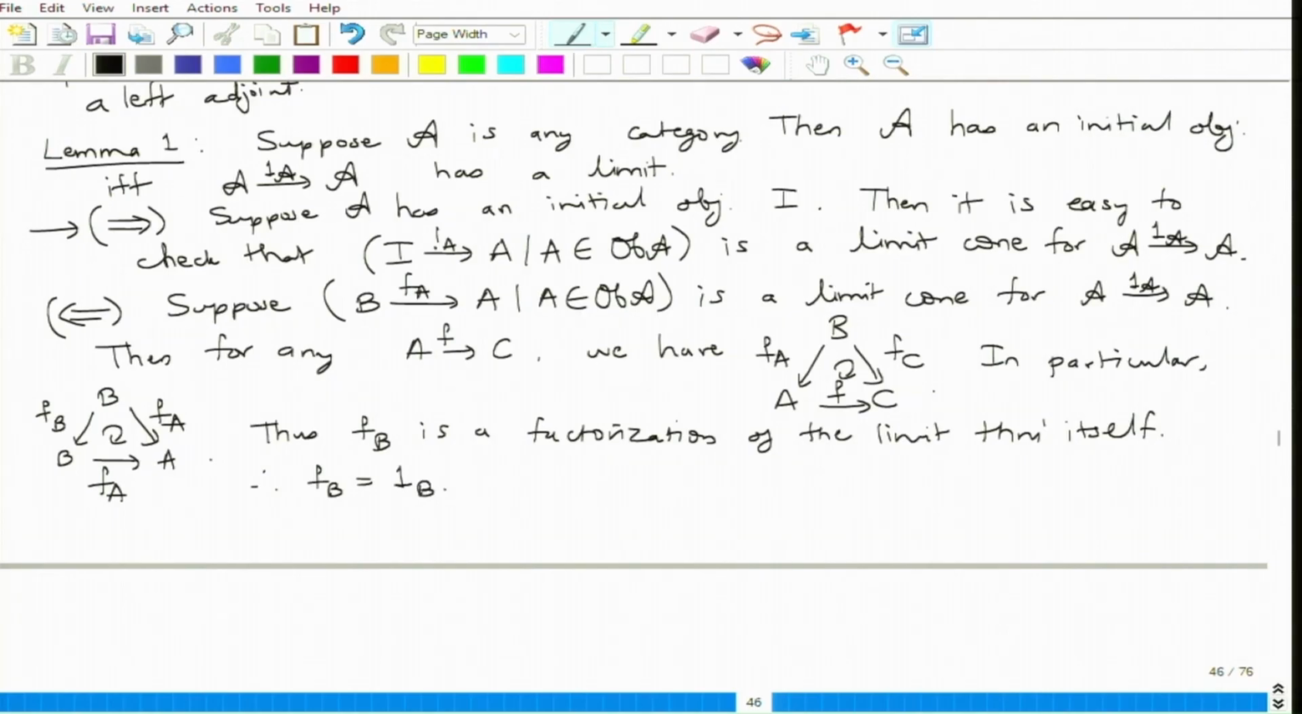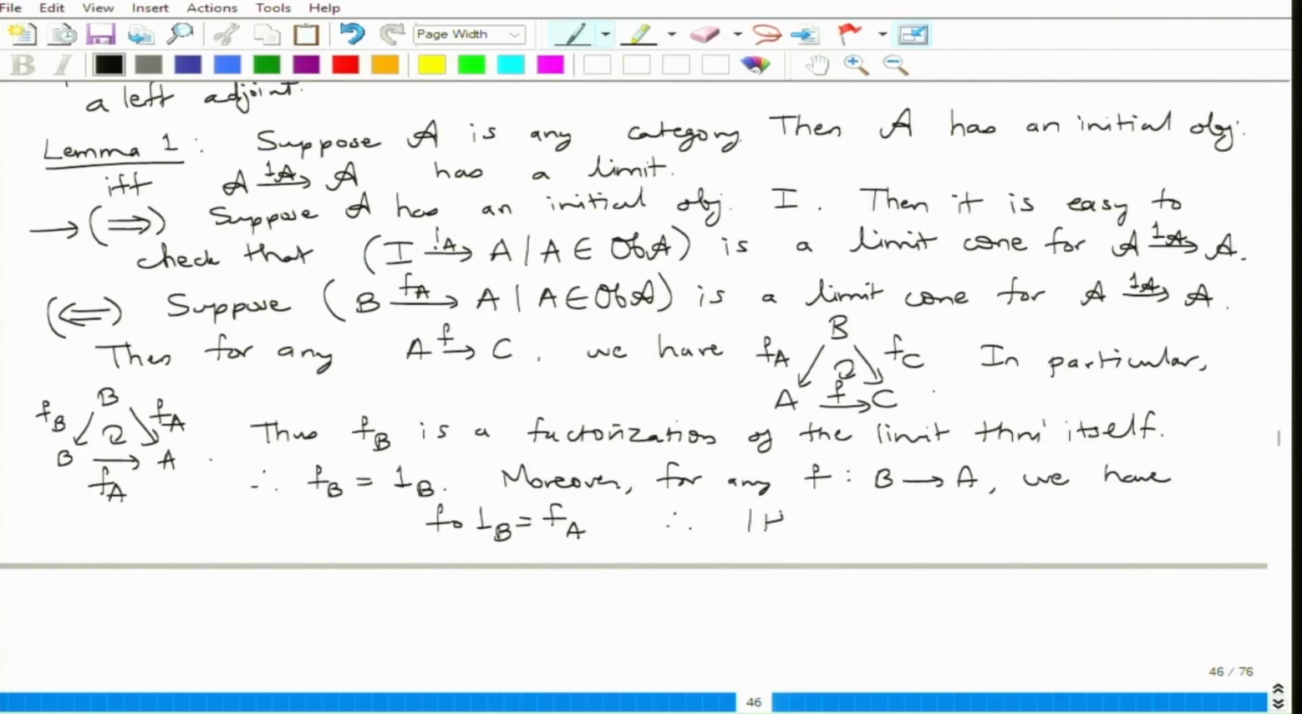Therefore, what do we get now? Moreover, for any F from A to C, from any F from B to A, we have, what do we have? F composed with, exactly, F composed with identity at B is equal to F sub B, F sub A. Very good.